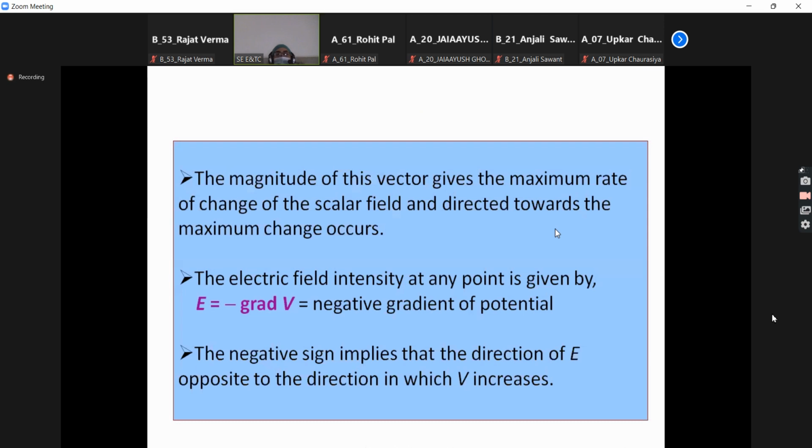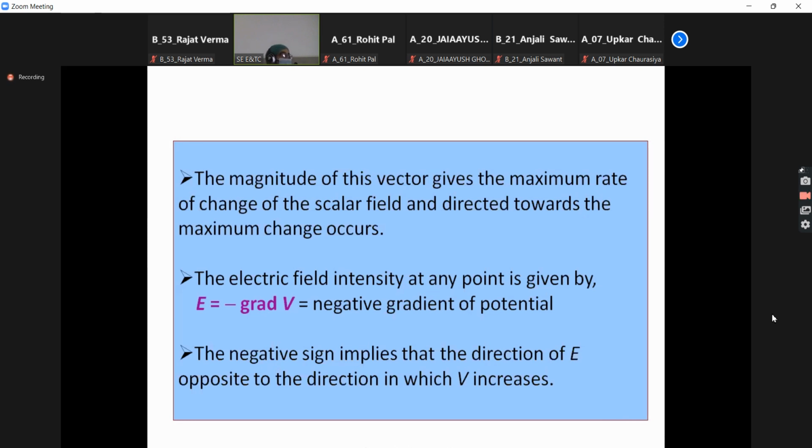So this gradient we are going to use in this particular first chapter itself. So magnitude of this vector gives a maximum rate. Okay, so gradient, if you think of the meaning of the word, it is a steep gradient. Like when we go in the Ghat region, there is a gradient, a road has a gradient. So maximum rate of change of this scalar value is directed towards the maximum change occurs. So wherever the rate of change of this scalar value is more, that is the direction of that vector.